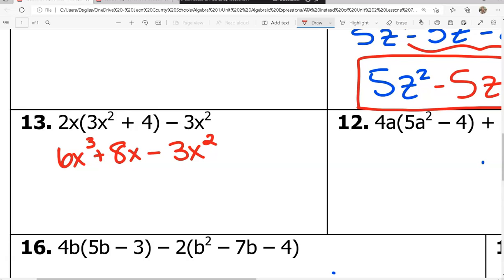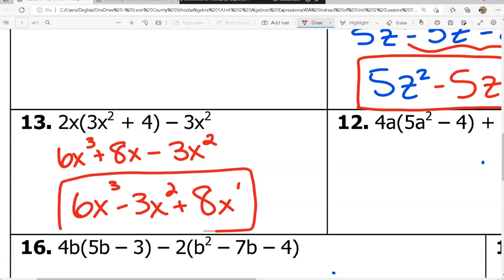So what do I need to rearrange? The 8x and the 3x squared. Good. Because we have to go highest exponent to lowest, so exponent of 3, exponent of 2, and this is technically an exponent of 1. And that is our answer. There we go. If you left it the way it was before, you wouldn't be wrong, but you wouldn't be done, so you would lose a point probably.